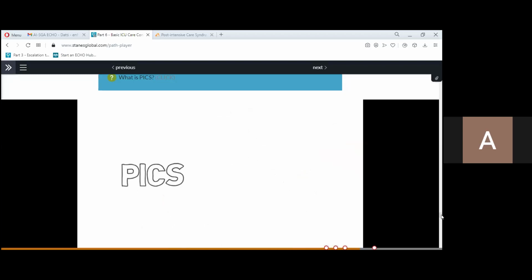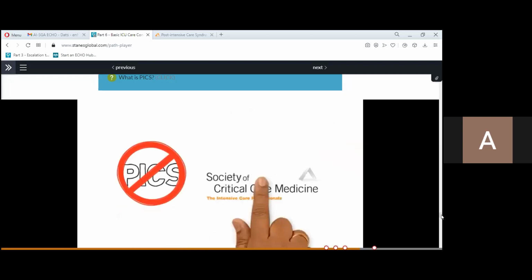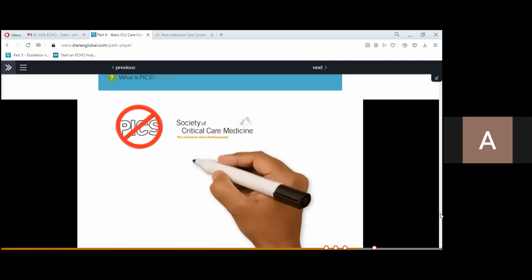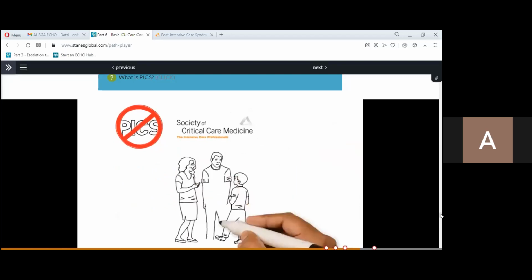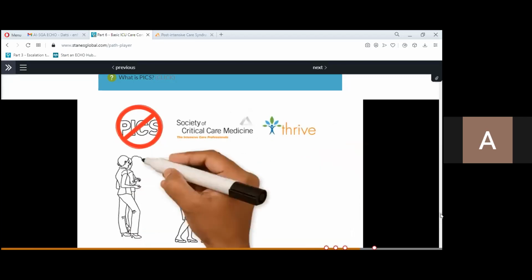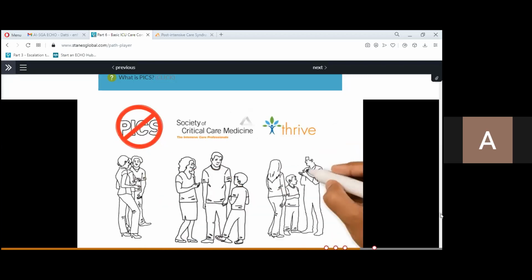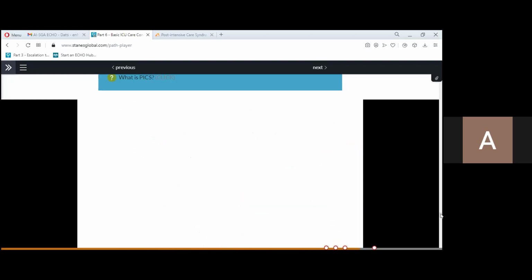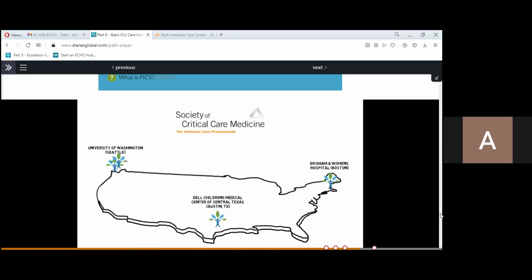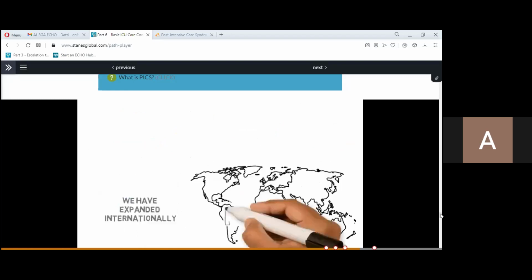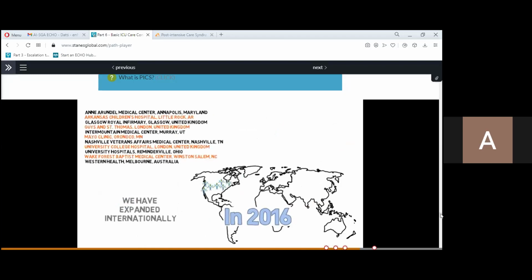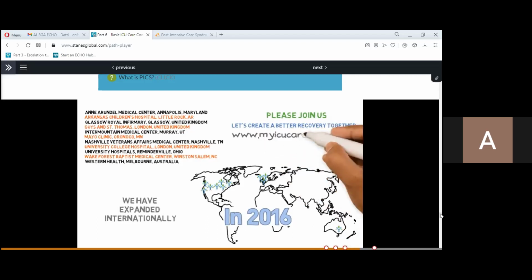Researchers are working to prevent and treat PICS. SCCM believes that ICU survivors can share their stories to help each other, which is why its Thrive initiative is building a network of face-to-face groups for critical illness survivors. In 2015, 6 Thrive sites were launched. In 2016 and 2017, even more will join. If critical illness has touched you or a loved one, please join us. Let's create a better recovery together. More resources about PICS and the Thrive initiative can be found here.